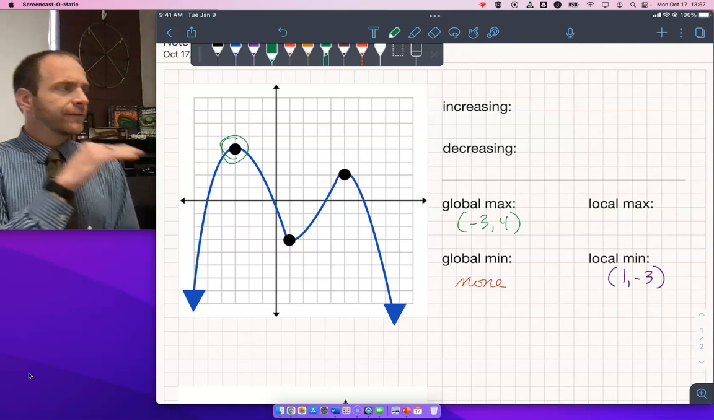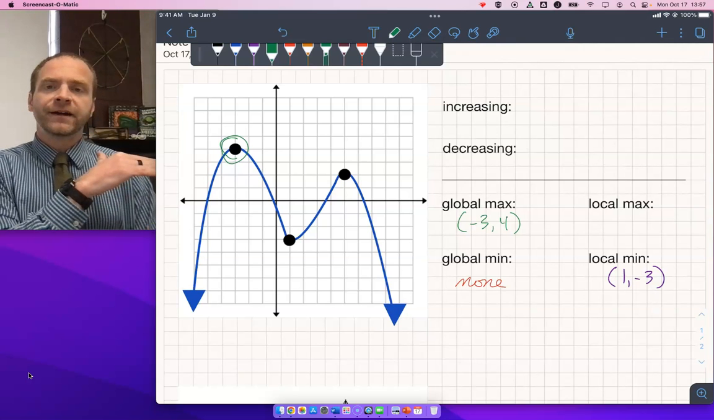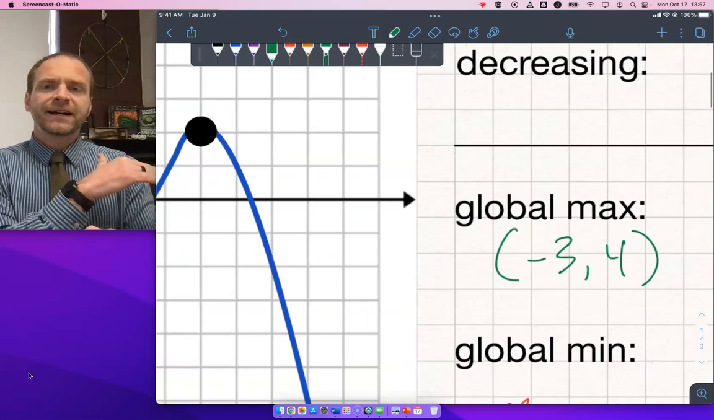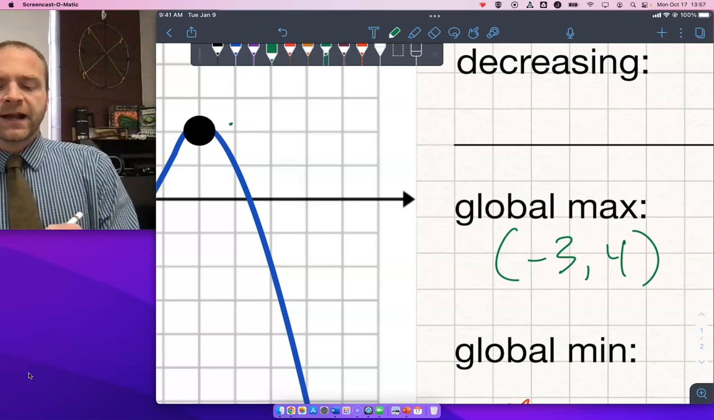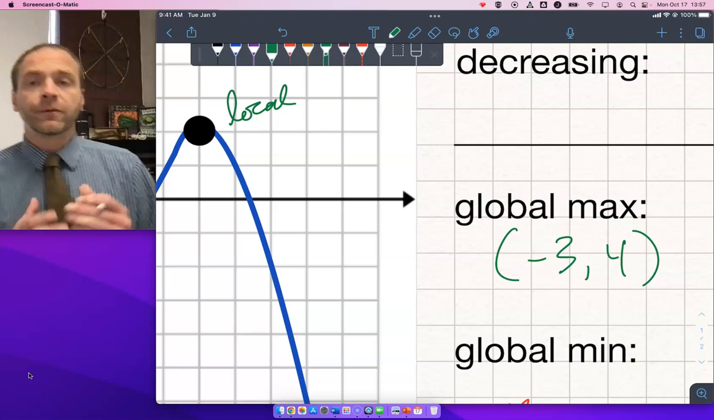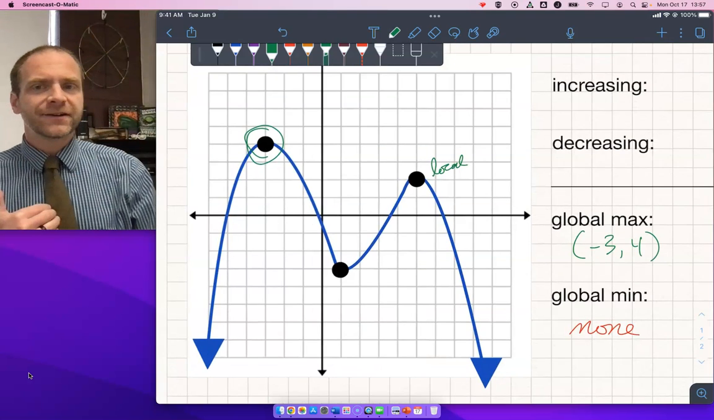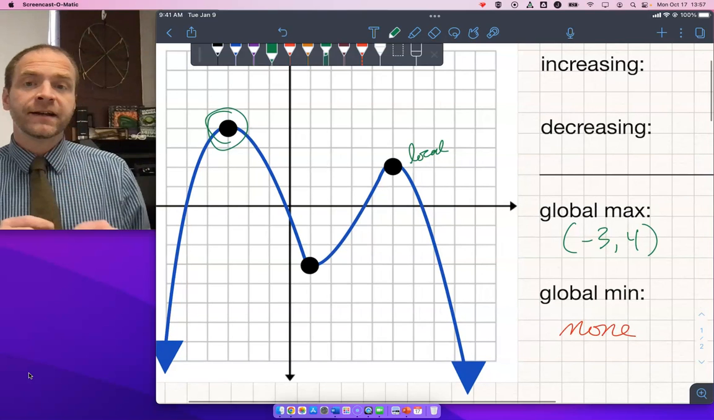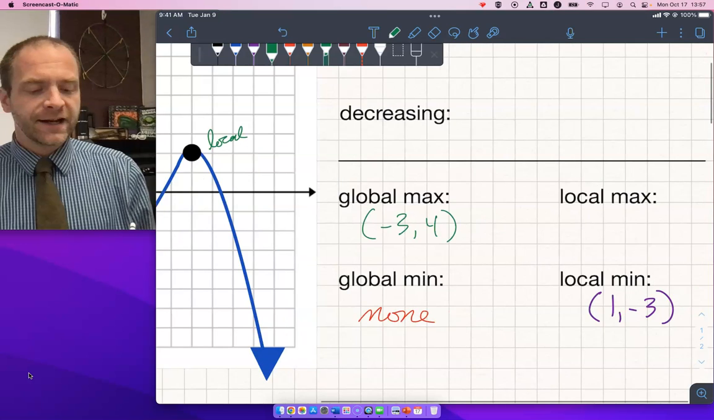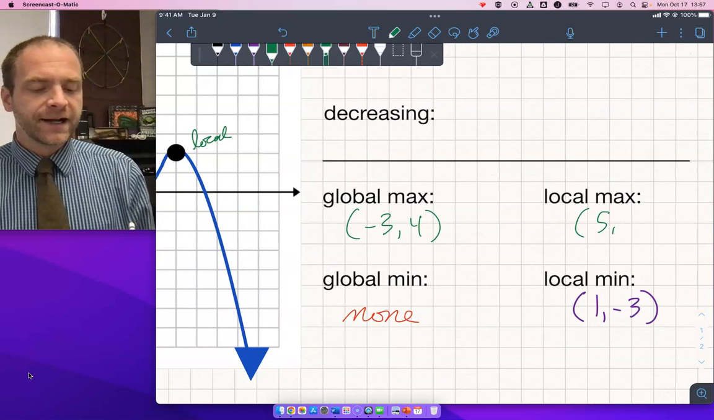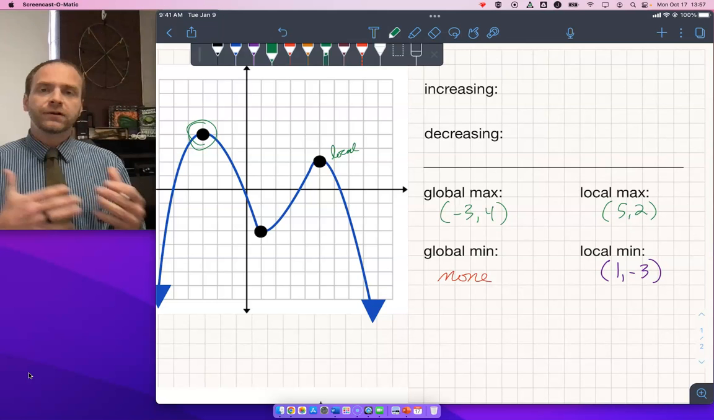However, if I look further to the right, I can see that there is another maximum over there. It still hits another high point. So this is going to be a local maximum, because it does not go beyond that max over to the left-hand side here. There is a global, but this is still a maximum point. And that looks like the coordinate (5, 2). So that is a local max at the coordinate (5, 2). That's the difference between global and local.